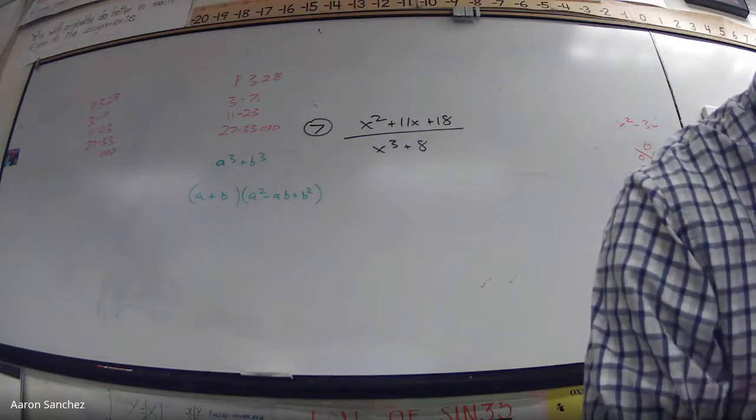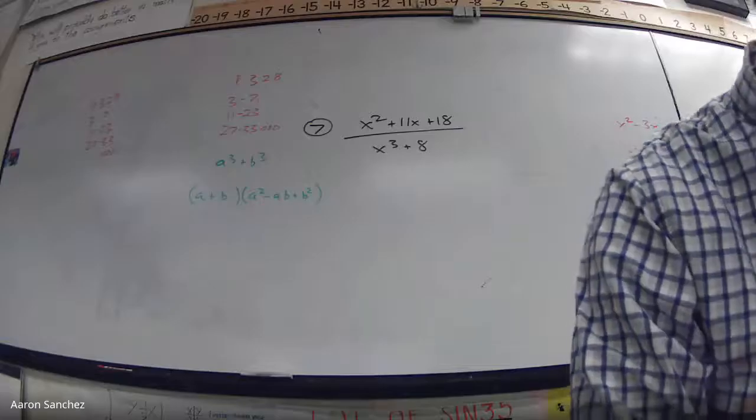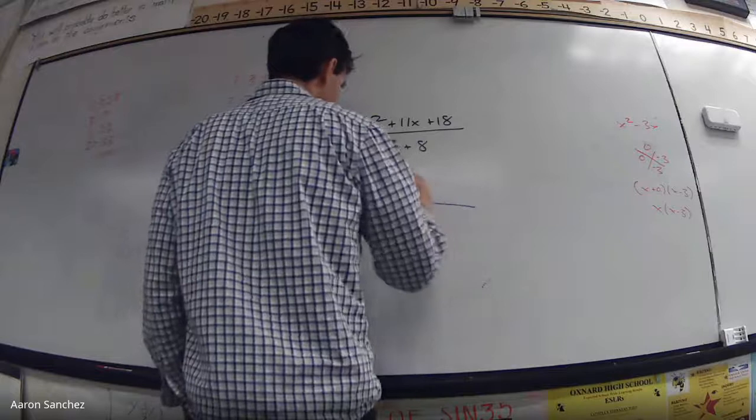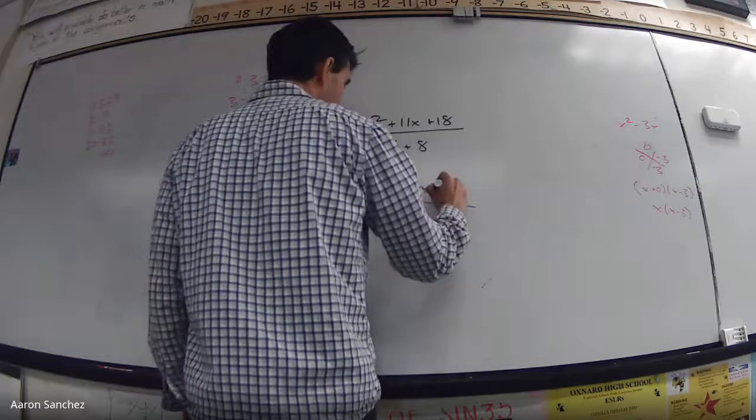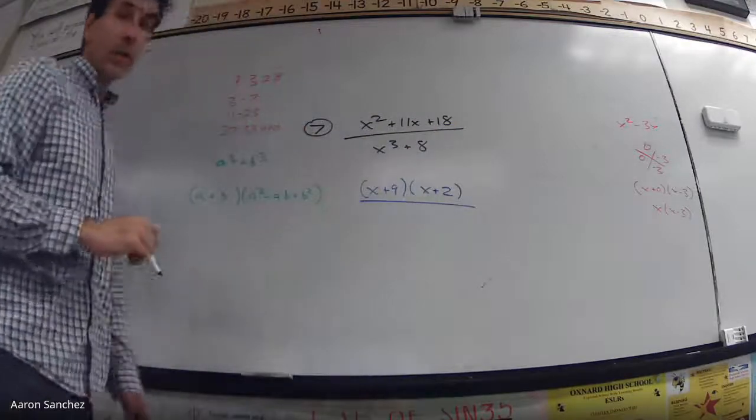All right, Jackson, can you hear me? Yeah. All right, dude, what's the numerator? X plus 9 and x plus 2. You're 100% correct. Any questions on how Jackson got that?